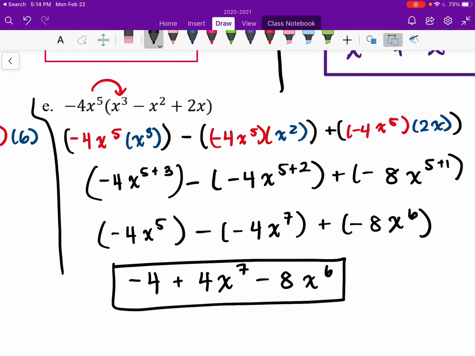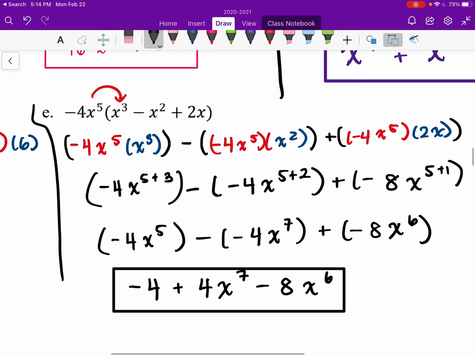How I also like to look at negative numbers is I just change the signs inside. So this negative turned into a positive in the final solution, and this positive turned into a negative in the final solution. So you can look at it that way too. That's personally how I see it. If I have a negative sign, every positive turns into a negative, and every negative turns into a positive. Okay?